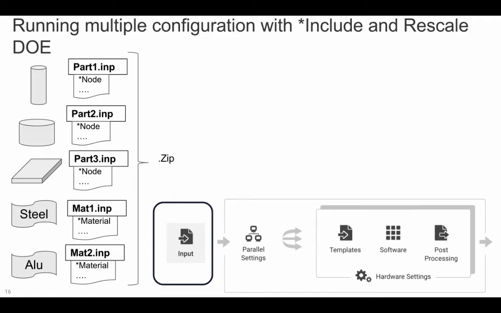Another use case of the DOE framework is to run different assembly configurations. Here, for example, you have three different parts, and each part has its mesh stored in a different input file. You also have a library of materials, with each material stored in a different input file. The first step is to zip all those files and upload them into Rescale. You don't need to unzip them once they're on Rescale. We're able to process that without having to do this operation.